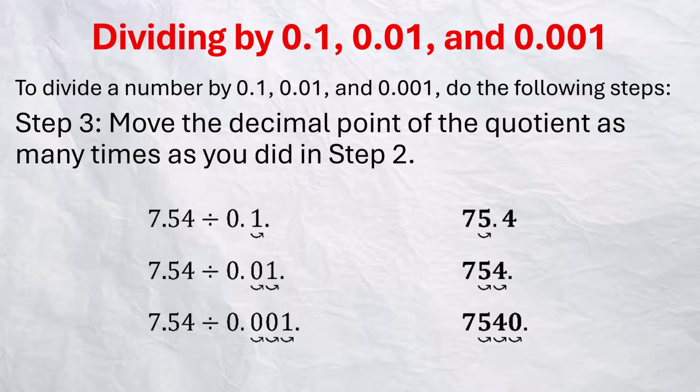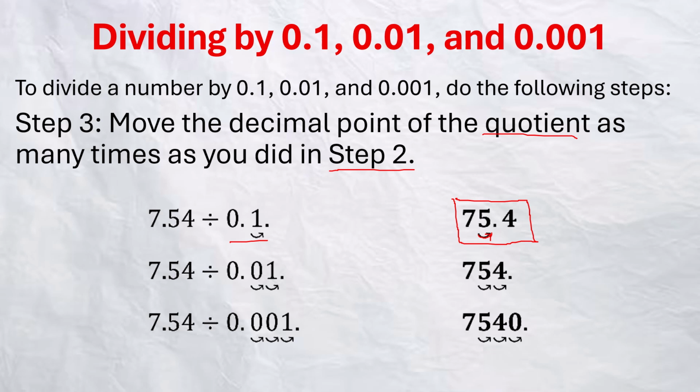For step 3, move the decimal point of your quotient as many times as you did in step number 2. So since in 7.54 divided by 0.1, we move one space to the right, we now move also one space to the right in our dividend. So the quotient is 75.4.